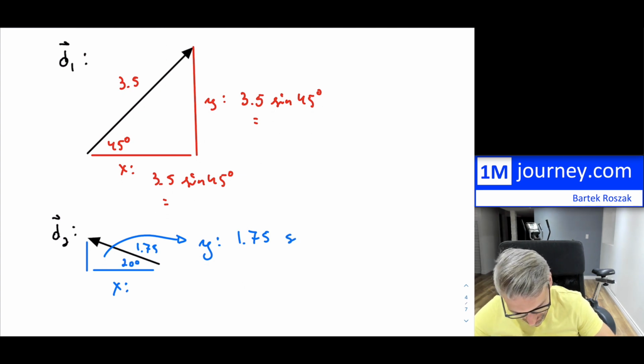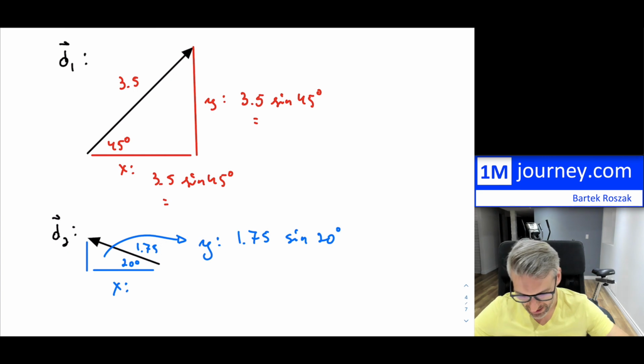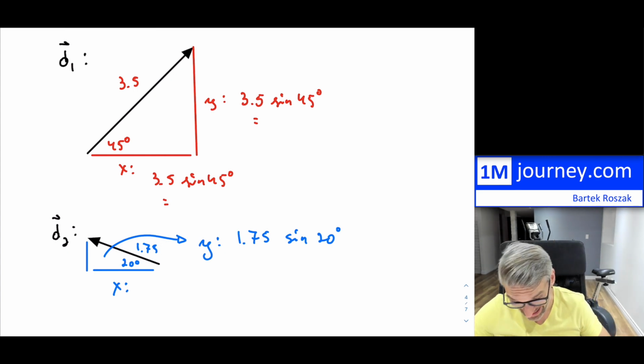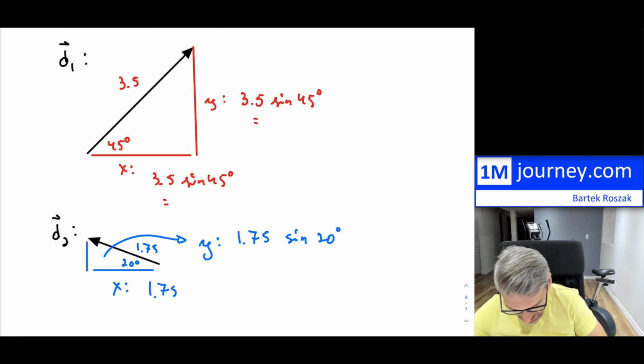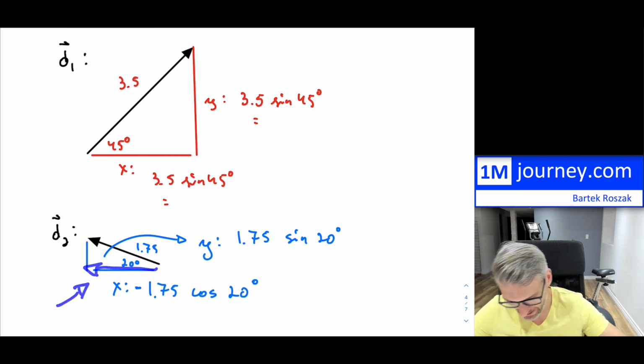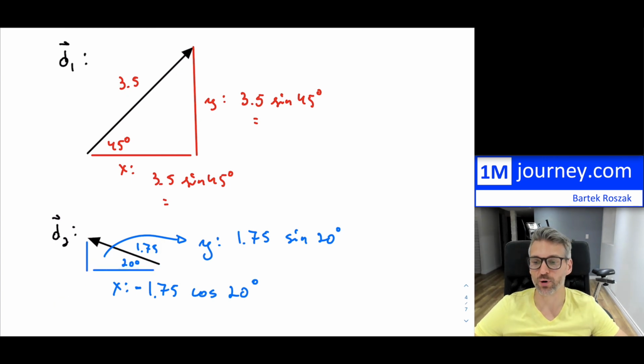So my y component is going to be 1.75 times sine 20 degrees. The answer is positive within here. Now for my x component, 1.75 multiplied by cos of 20 degrees. But this is going to be negative now because I am actually going onto the left. This is going to be the negative component there. So those are now my D2.